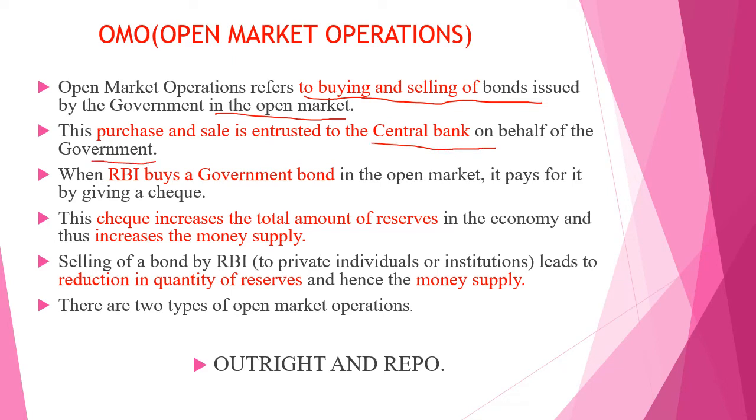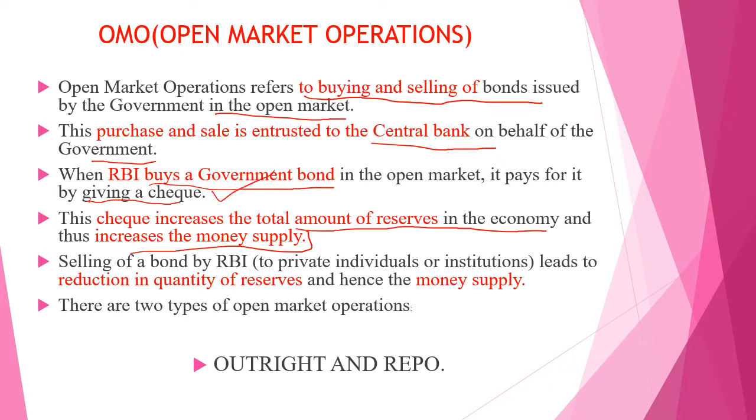When RBI buys a government security or bond in the open market, it pays for it by giving a check. That is a very important statement. When Reserve Bank of India buys a government security, it is giving money to the market. This check increases the total amount of reserves in the economy and thus increases the money supply. That is why when Reserve Bank of India wants to increase the money supply in the market, it buys government securities.